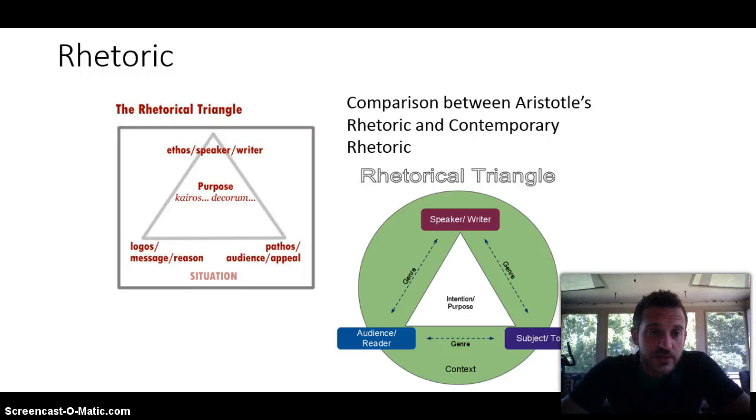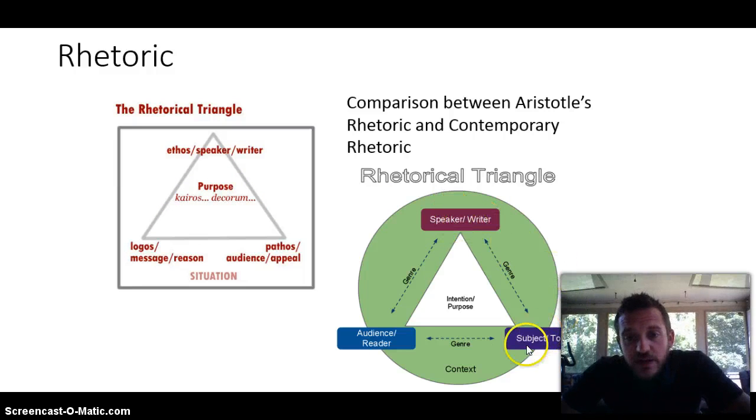Here's the rhetorical triangle. Here you have ethos, speaker or writer, logos, the message or reason. Remember, logos is logic, ethos is credibility or trustworthiness, and then pathos is the emotional appeal, so audience or appeal, and then the purpose is somewhere in the middle.